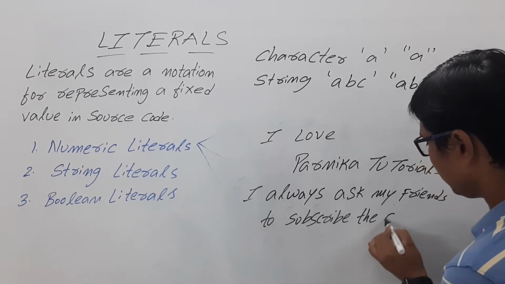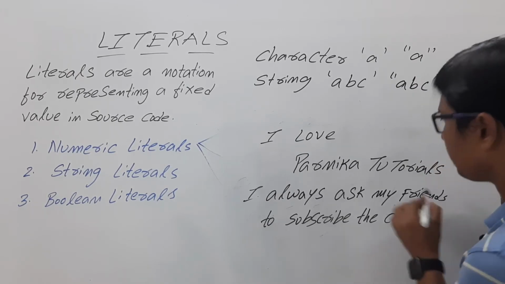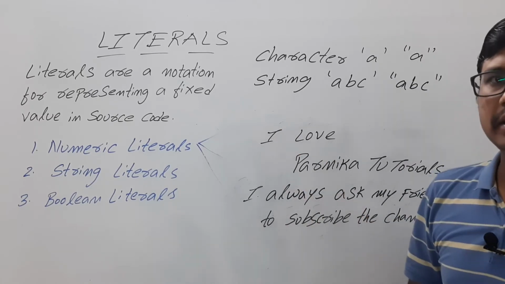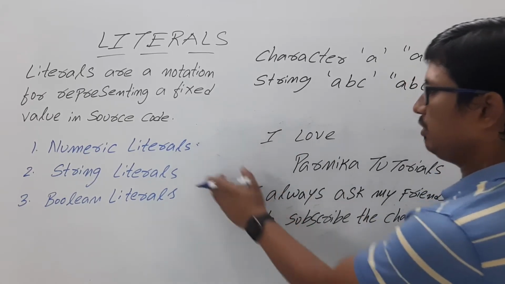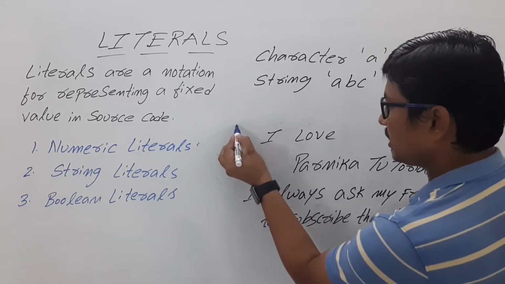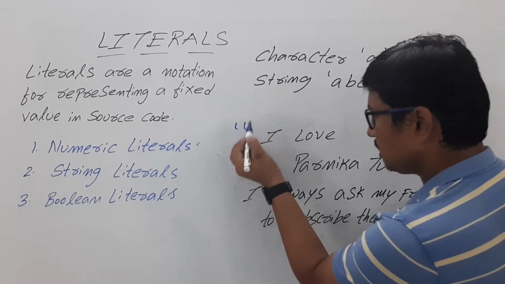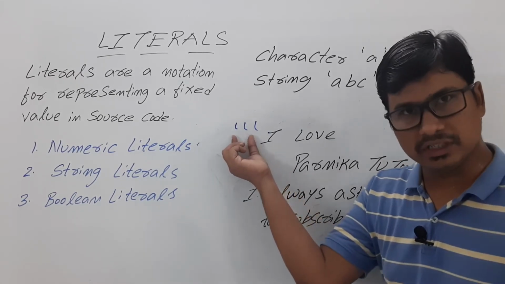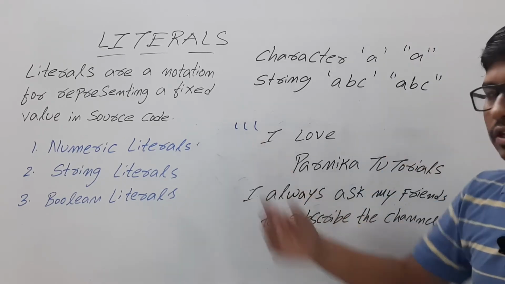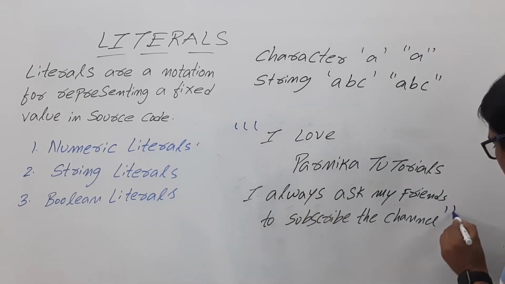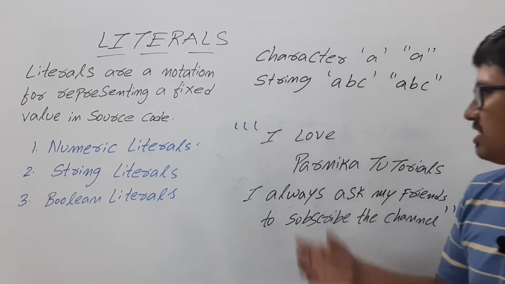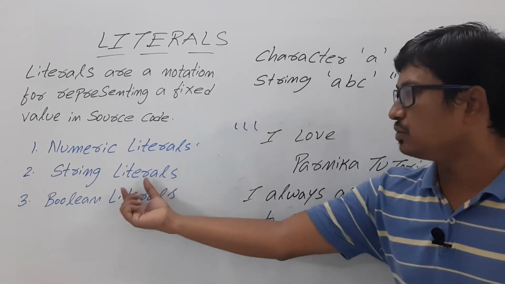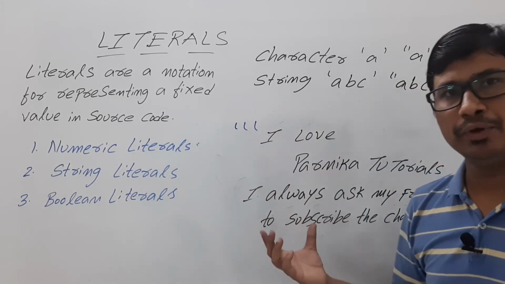Suppose this is a paragraph I want to store. Now, how we will store it in a string in Python is we will use quotation marks like this: single quotation, again single quotation, another single quotation. So you should use three single quotations at the starting, and at the end you can close with three single quotations. So this is the way you can store a paragraph in Python using string literals. Is it clear? I hope you have understood this thing.